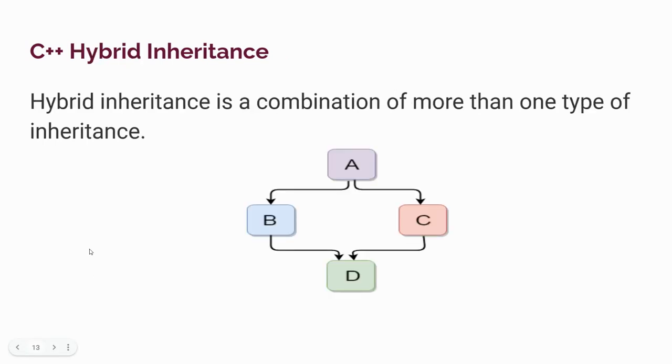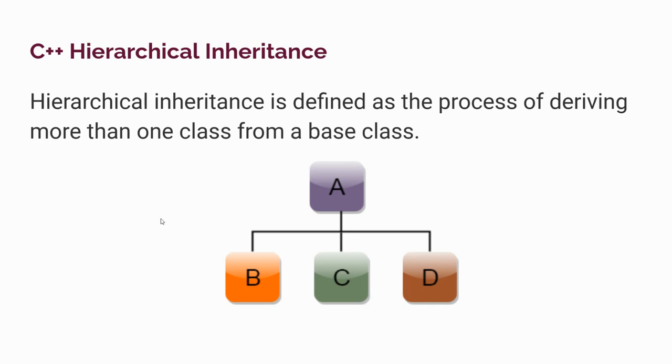What is hybrid inheritance? Hybrid inheritance is a combination of more than one type of inheritance. From A, we are inheriting to B and C. From B and C, we are inheriting to D. It is a mix of multiple inheritance and multi-level inheritance. So it is hybrid inheritance.